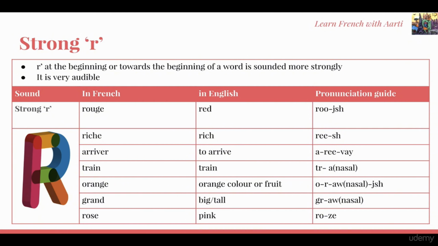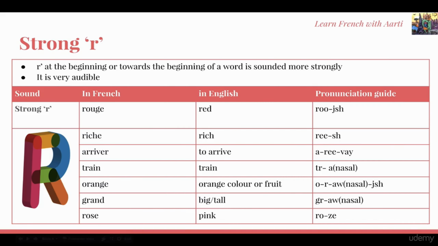R at the beginning or towards the beginning of a word is sounded more strongly. It is very audible, like in these words. First one, rouge, red, rouge. Riche, rich, riche. Arriver, to arrive, arriver. Train, train.